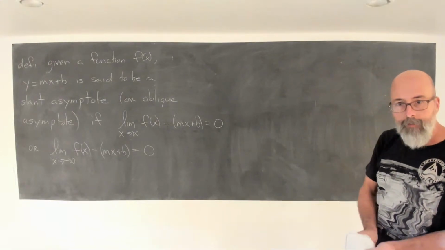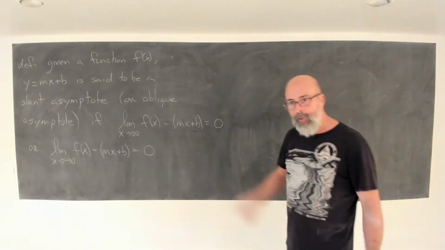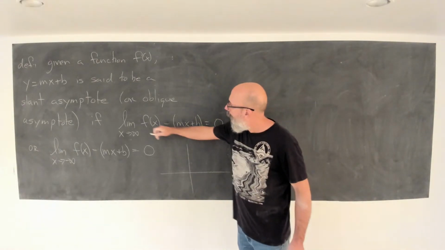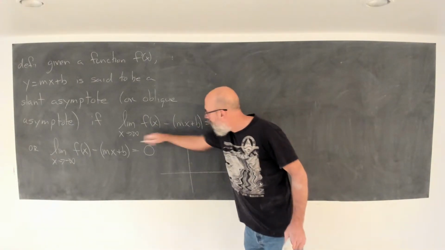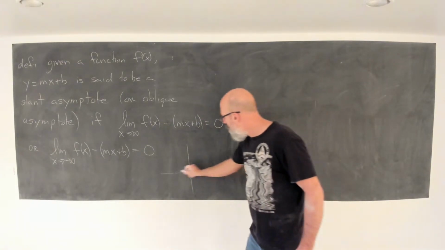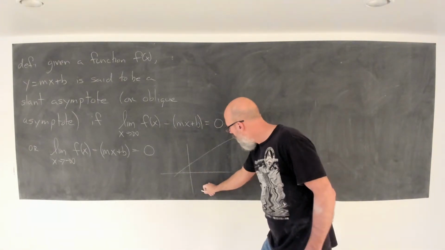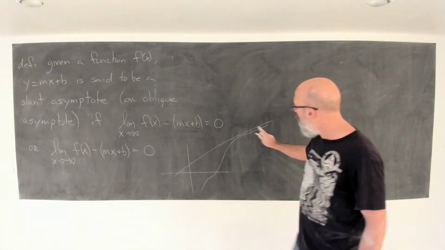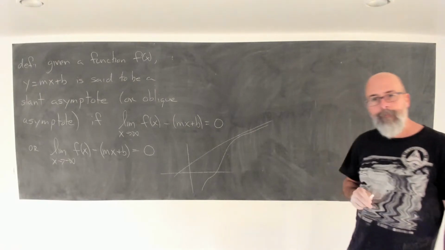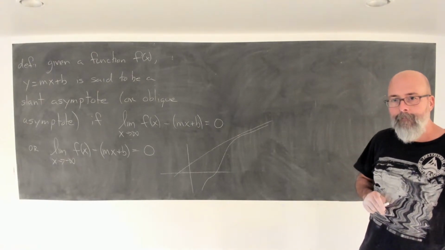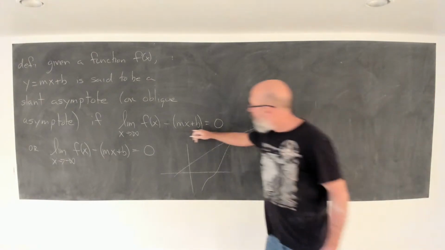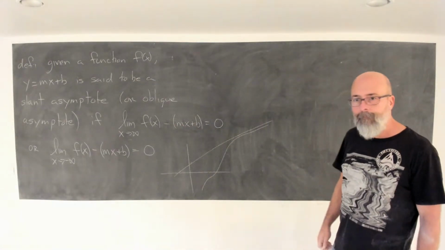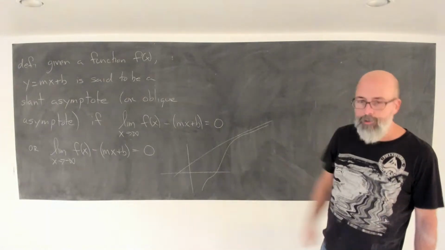On a graph, what are the implications here? If your function has a slant asymptote at infinity, then that means that for large values of x, your function kind of behaves like this line. Right? The limit is getting closer and closer to that line. Or on the other side as well.